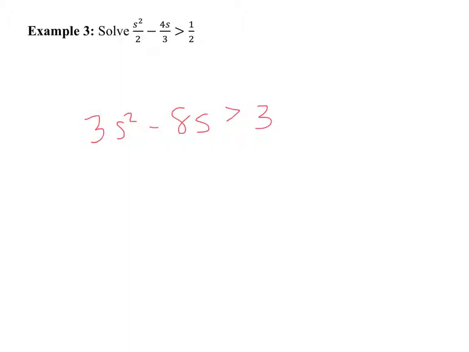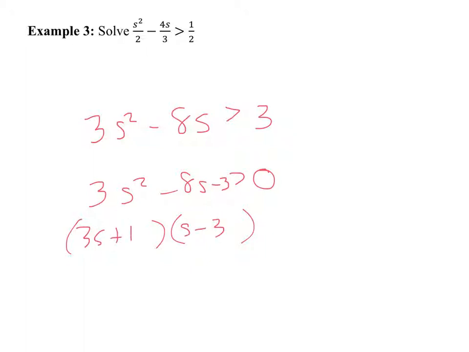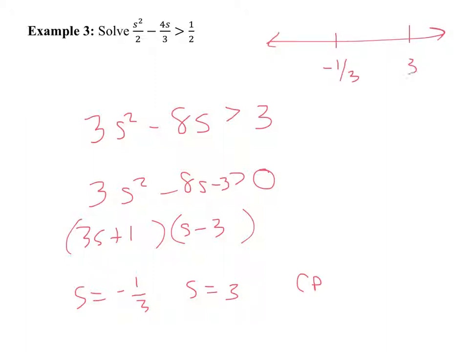I'll put up the solution though. So we have 3s squared minus 8s minus 3 greater than 0. It factors into 3s plus 1 times s minus 3. That gives me s equals negative 1/3, and then s equals 3. So these are my critical points I have to identify. I've got the negative 1/3 over here, and I've got the 3 over here.